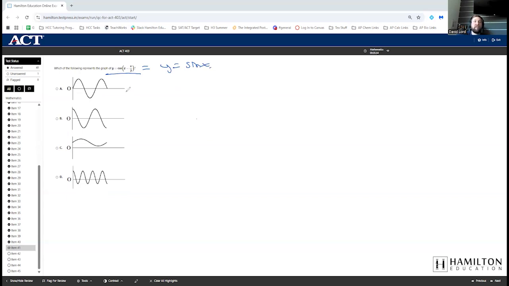But you can graph this on your graphing calculator, but the answer should be A. This should be a sine graph that's been shifted up. This is the original cosine graph. And then this would be more rapid, but that's also a cosine graph that's more rapid. So it's not D.